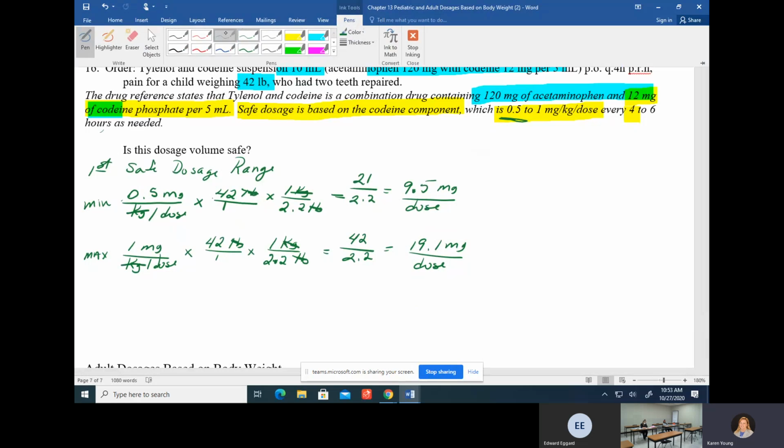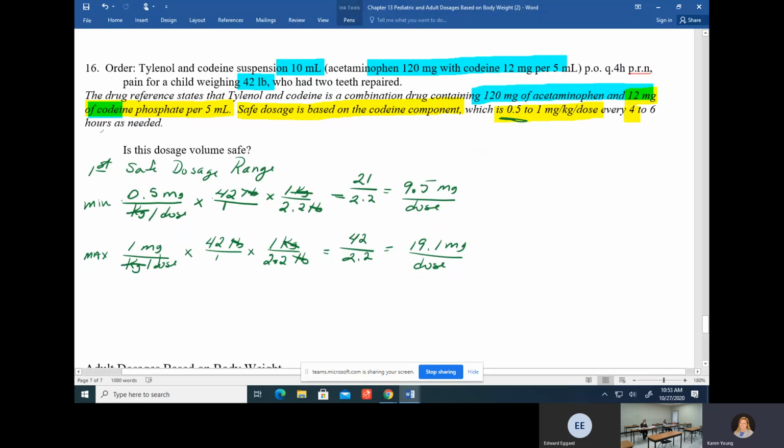Ms. Young, are you gonna want us to round those? Unless I say to, you don't have to. I mean, you round them to the nearest tenth, but you don't have to round them to the whole. Now, if you want to round them to the whole, you can. And I'll say that right.